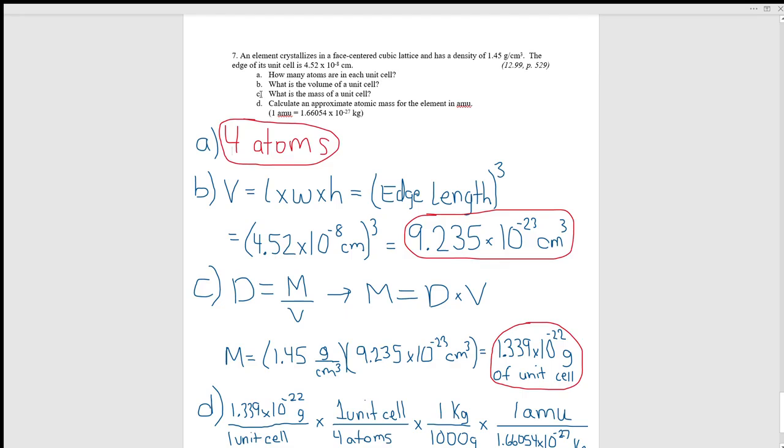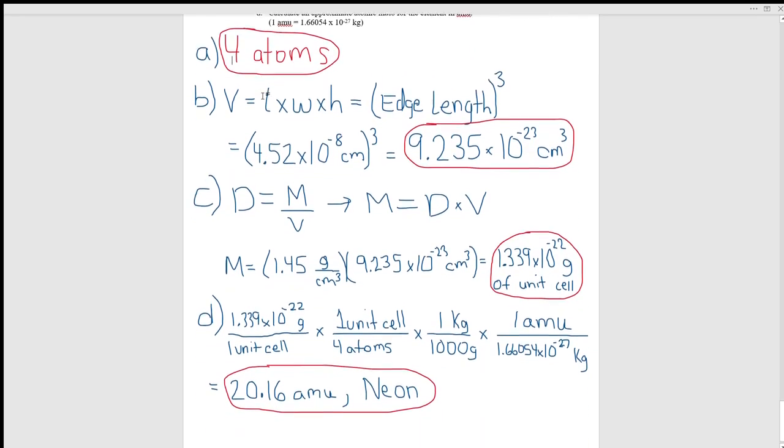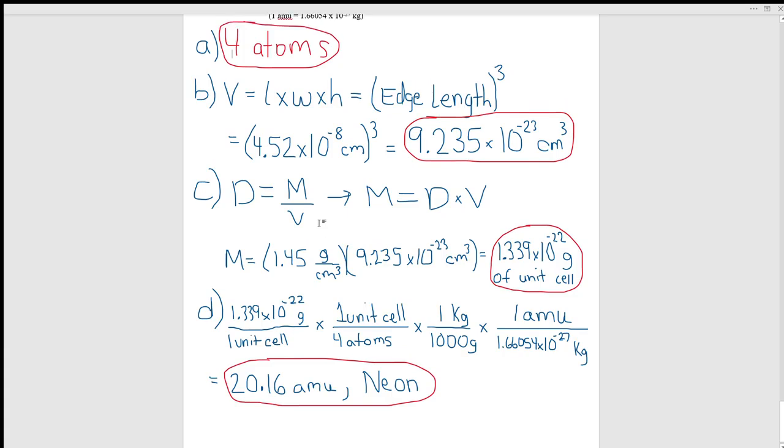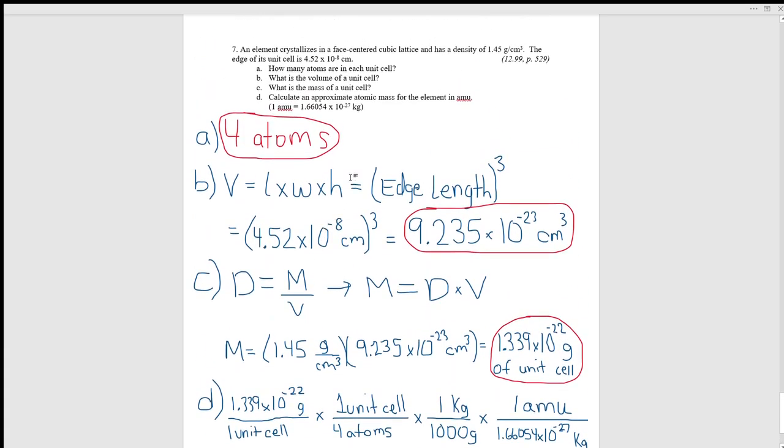Notice how the edge length of our unit cell is already given to us in the problem as 4.52 times 10 to the negative 8th centimeters. So we plug that into our formula and we cube that to get a volume of 9.235 times 10 to the negative 23rd centimeters cubed. So that is the volume of our unit cell.